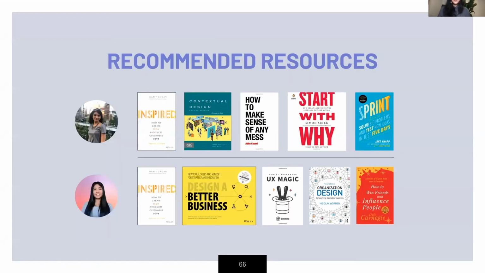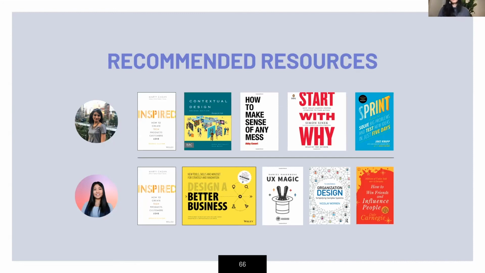Again, recommended resources. These are some books that have really helped Aly and me in the way we have evolved in our careers. I've actually loaned my book to Nia, which is inspired, because I was like, everybody needs to read this book. So we really like some of these things. And again, this is not the one-stop shop for all the books.